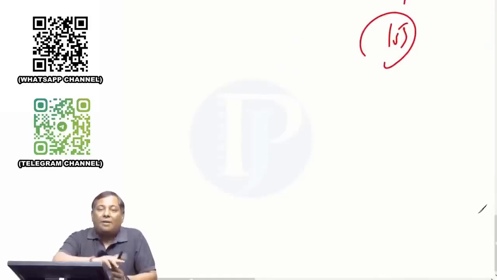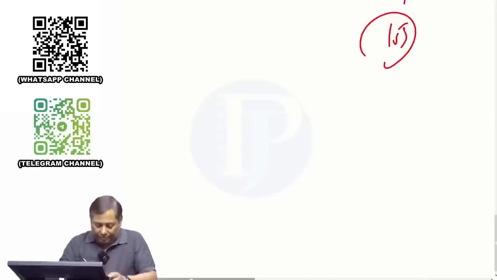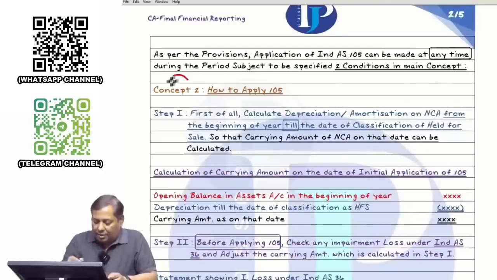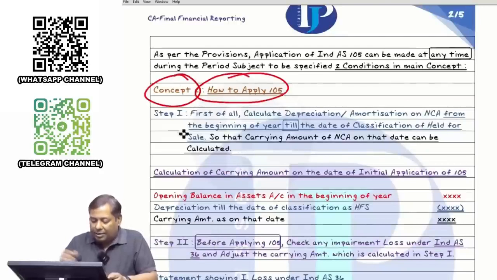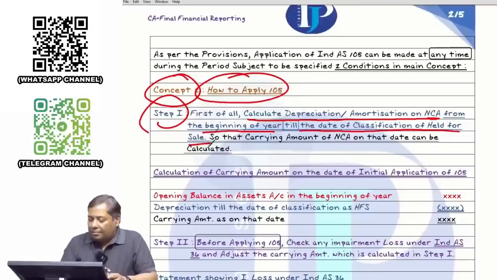So concept number 1, when to apply. Concept number 2, how to apply. Look here, this is the second concept, how to apply. First step, you have to take depreciation first on non-current assets from the beginning of the year till the date of its classification as HFS, so that we can take out the carrying amount. Okay, so it is written in its format to make you understand this more clearly.